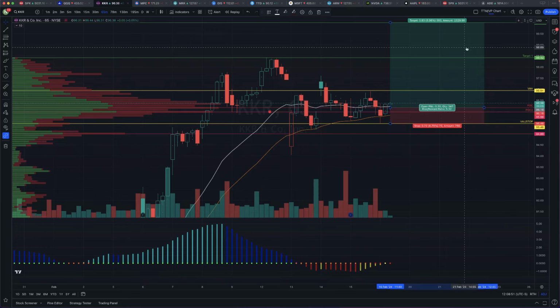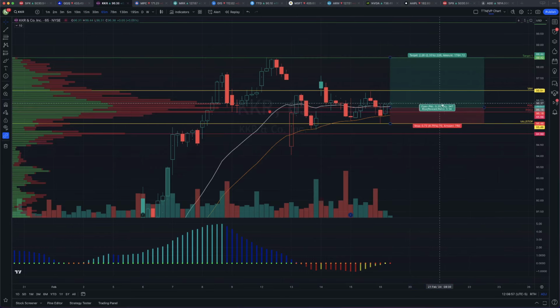Does anybody have any questions on that? Understanding that risk reward, setting up that trade plan. I like this overall chart. It's been going well. Yeah, dividend didn't really affect it yesterday.